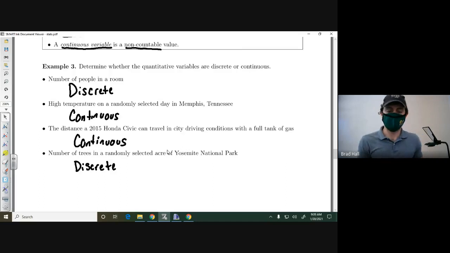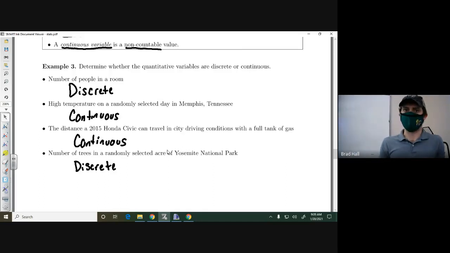So pretty much if something can be expressed using a decimal, chances are it's probably a continuous variable. Like temperature can be, distance can be, but the number of people in a room, trying to figure out a fraction with that doesn't make any sense. Same with a number of trees.